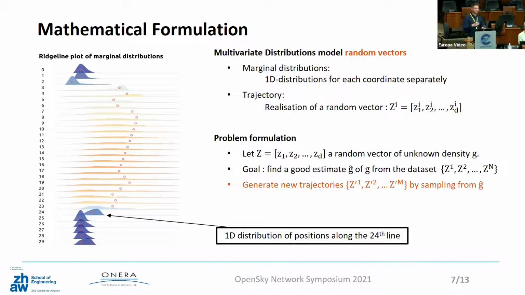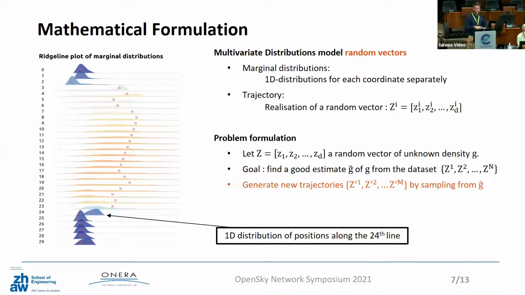So then we want to model the multivariate distribution of the set of trajectories we have. Multivariate distributions, for the non-statisticians, are just distributions that model random vectors. For the vocabulary, we also call marginal distributions the univariate distributions that are used to model each of the coordinates of the vector separately. On the graph here we have pretty much the same representation as before, but with the marginal distributions. For instance, for the 24th marginal distribution, we just have the univariate distribution of the position of the data set of trajectories along the 24th line.